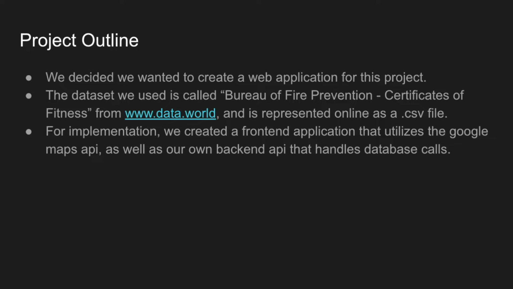For our project outline, we created a web application that used the dataset called Bureau of Fire Prevention Certificates of Fitness, and that was from a website called www.data.world, and it was essentially just a big CSV file. And for our implementation, we wanted to create a front-end application that could visualize the data by creating different points on a map for the location of each certificate holder. And on our back end, we just created an API that handled all of the database requests.